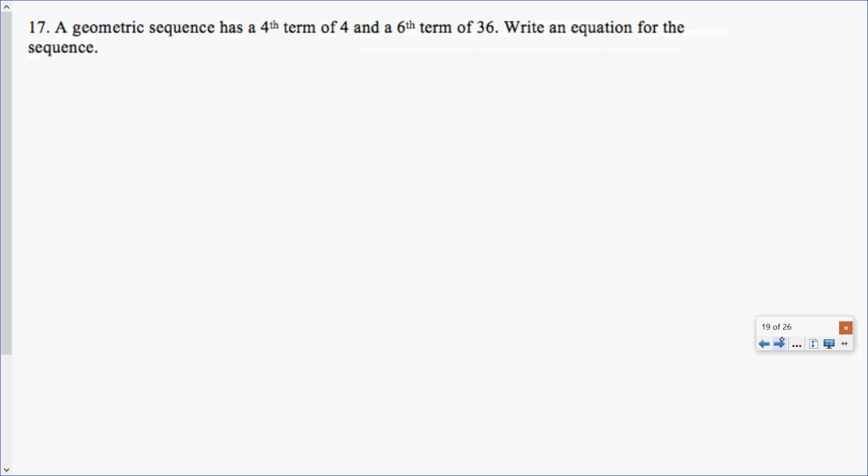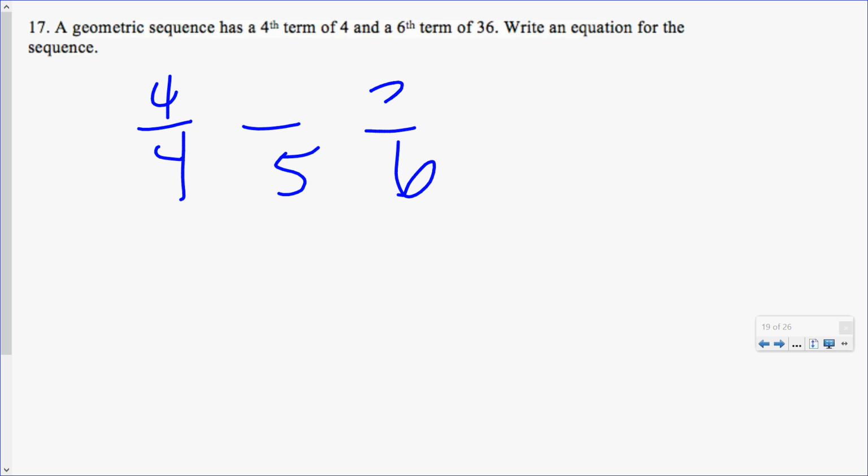Let's get to the geometric one now. The fourth term is 4. The sixth term is 36. And it says that it's geometric. So I'm not adding the common difference. I'm multiplying by the common ratio. So I'm multiplying by r to get the fifth term. Then I'm multiplying that by r to get the sixth term.